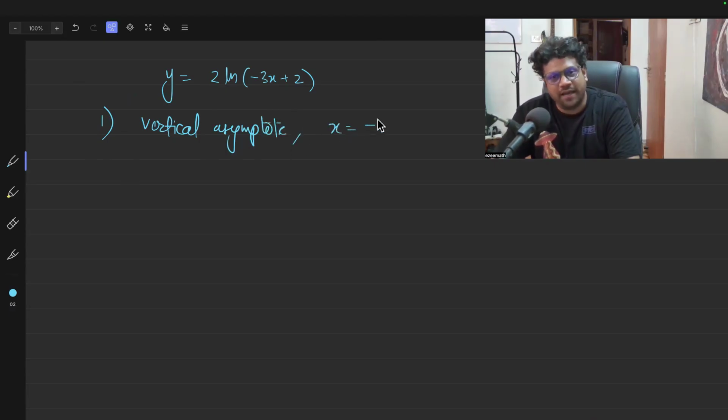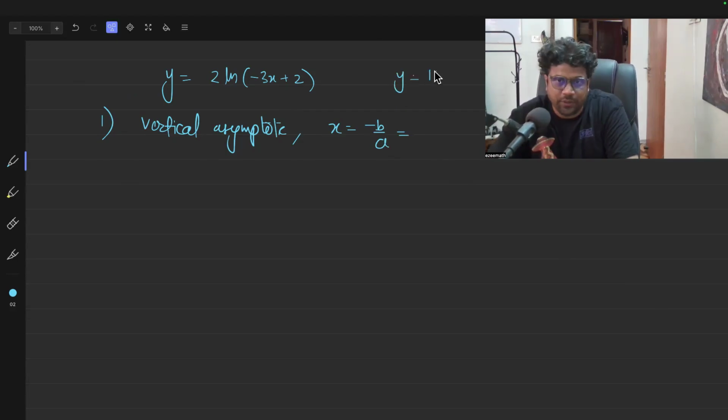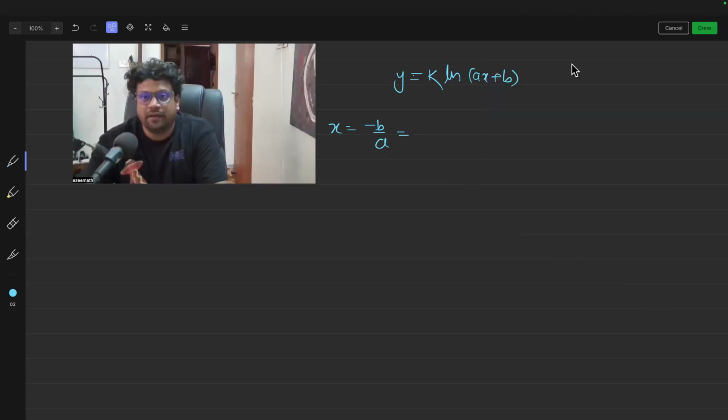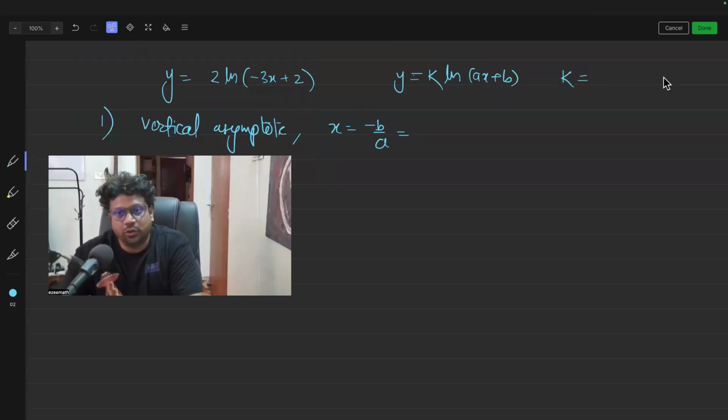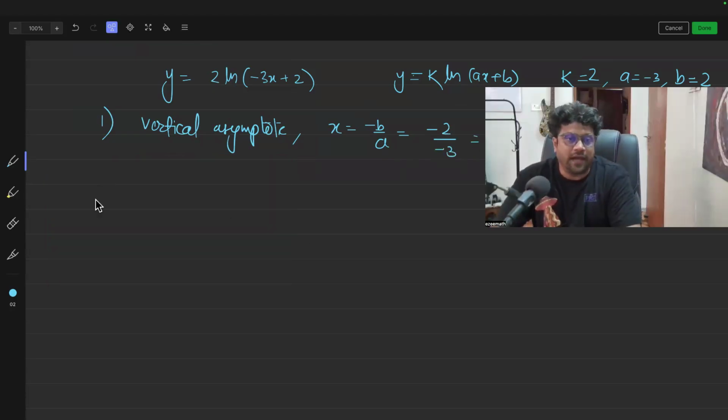x equals minus b by a. In this case, if you compare it with k ln of ax plus b, k is 2, a is minus 3, b is 2. So negative 2 divided by negative 3 comes out to be 2 by 3. There, done. Now let's look at the x-intercept.